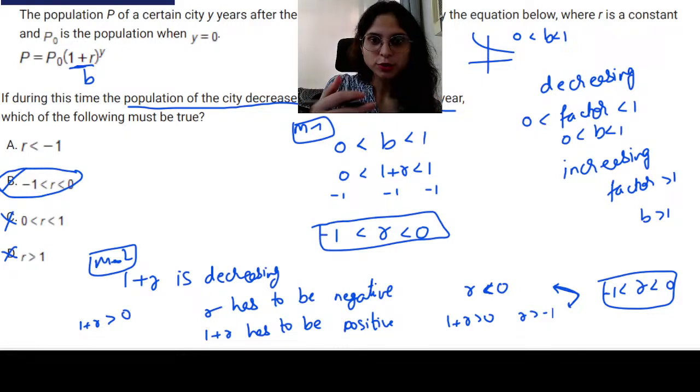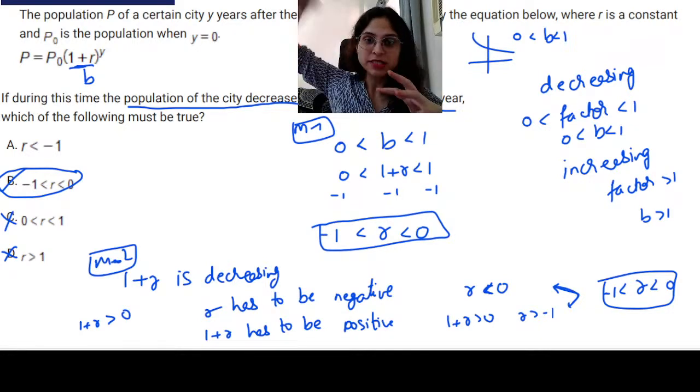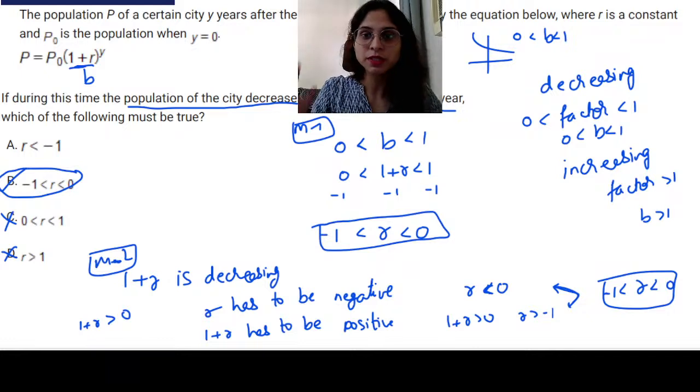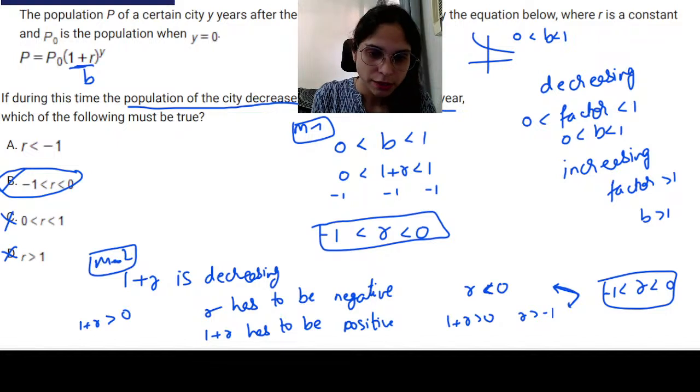So these are the two logics that you can apply over here, and the answer is going to be between -1 and 0. So you have to know, in exponential, when it is increasing, the factor is greater than 1. When it is decreasing, the factor is between 0 and 1. Alright? So this is the concept. I will also mention it.